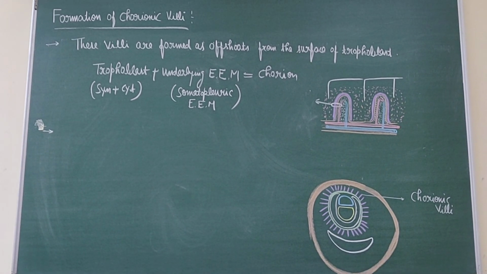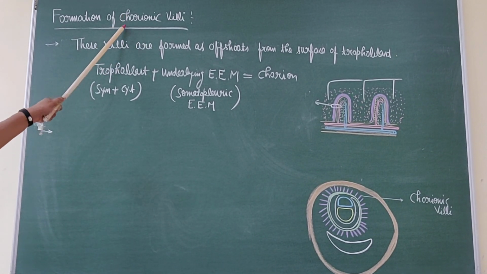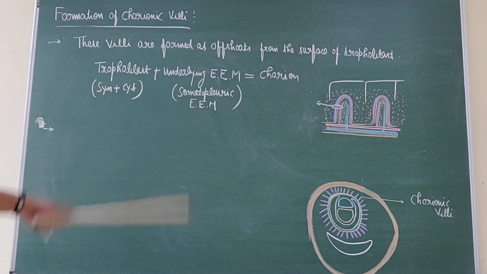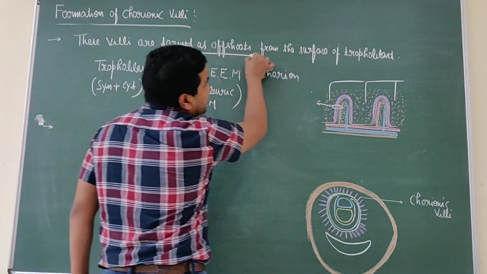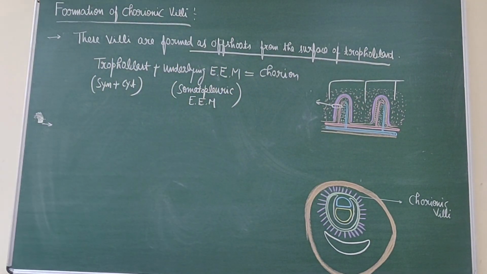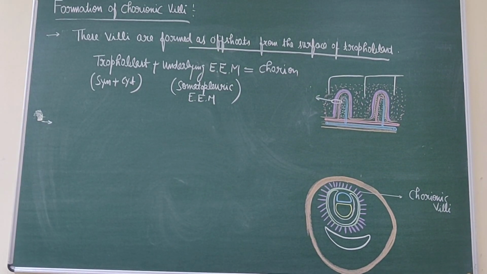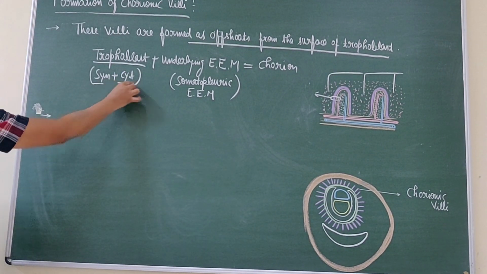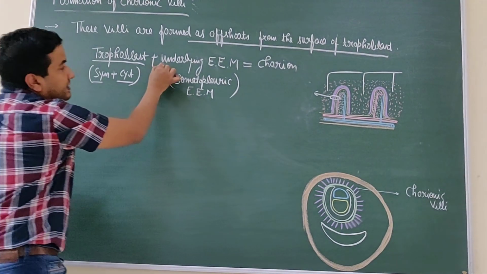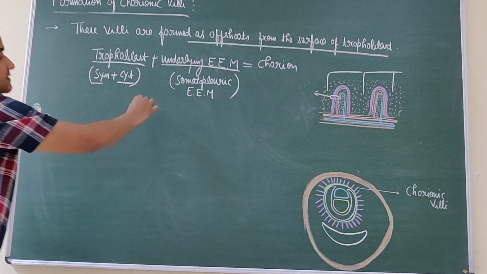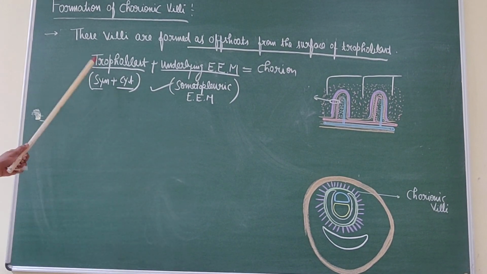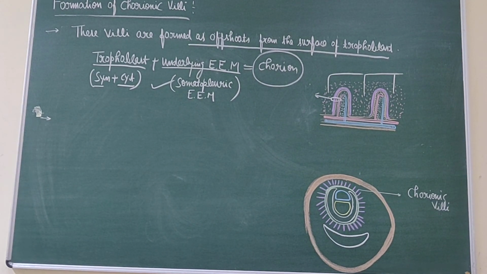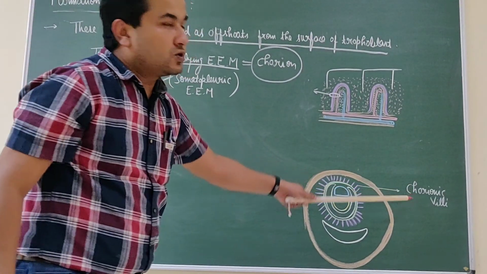Now these villi are known as the chorionic villi. Why chorionic villi? Because these villi are formed as offshoots from the surface of the trophoblast. And we know the trophoblast, which is the syncytiotrophoblast and the cytotrophoblast, along with the underlying extraembryonic somatopleuric mesoderm, combinedly are known as the chorion. And that is why these villi are known as the chorionic villi.